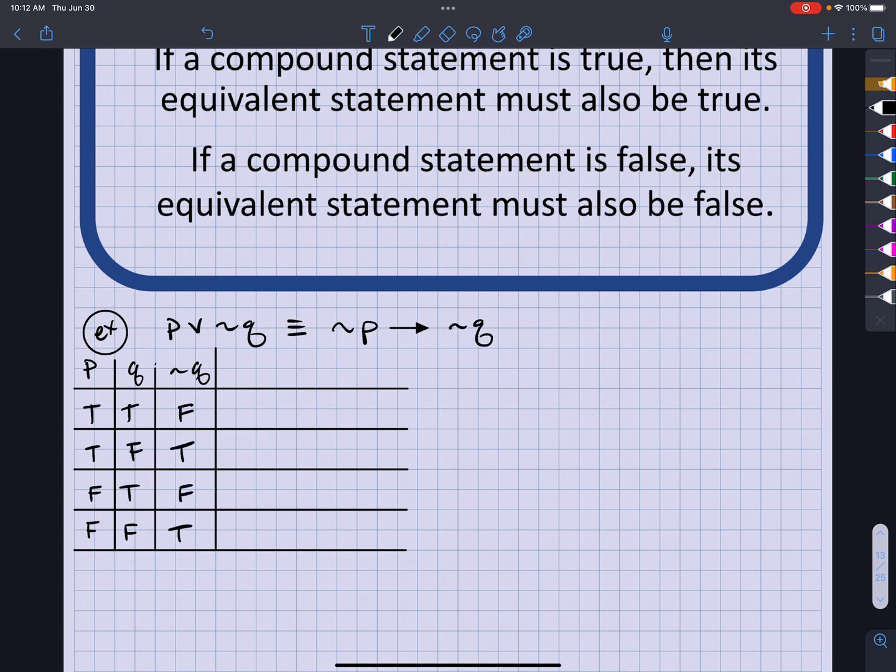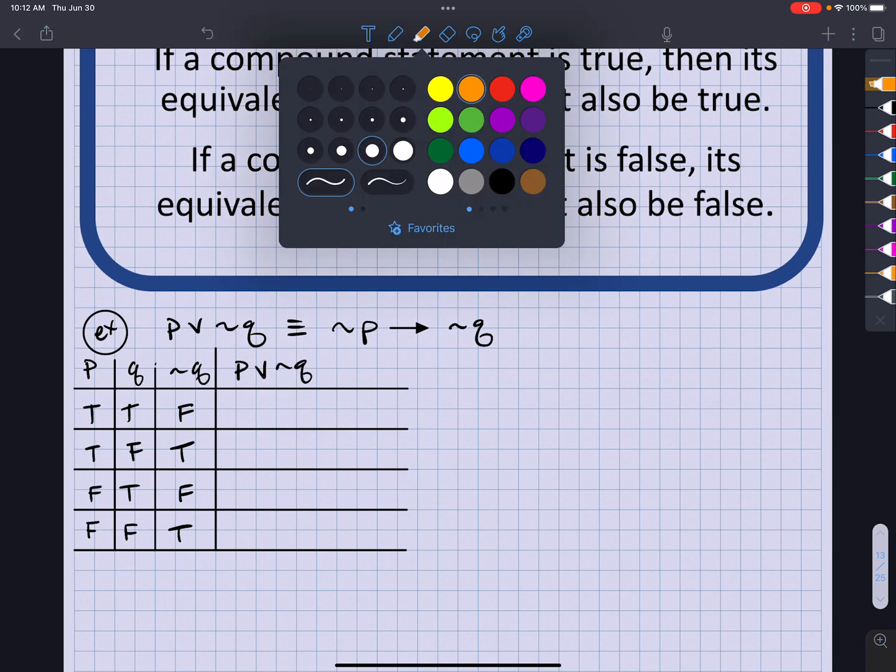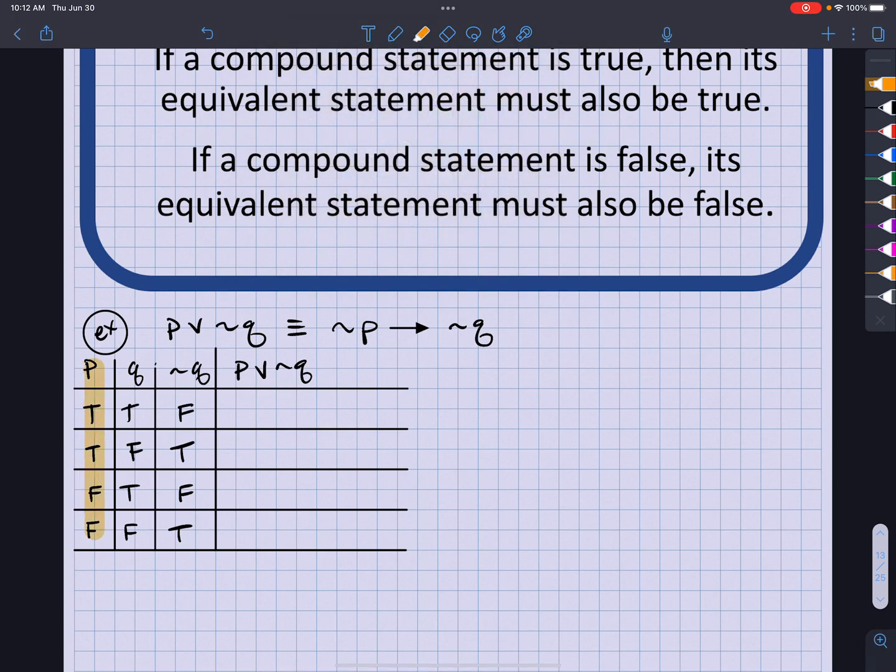All right, so now I got to do P or not Q. I'm focused on these, I'm ORing the two. If I'm ORing the two, the only time that OR is false is when they're both false. So this is going to be a true, true, false, true.